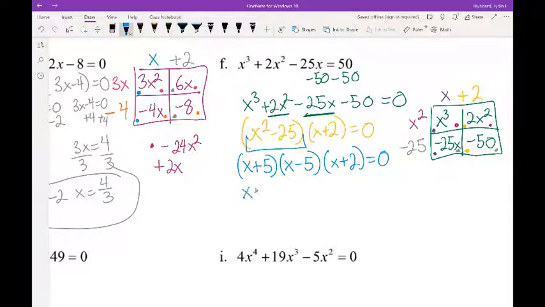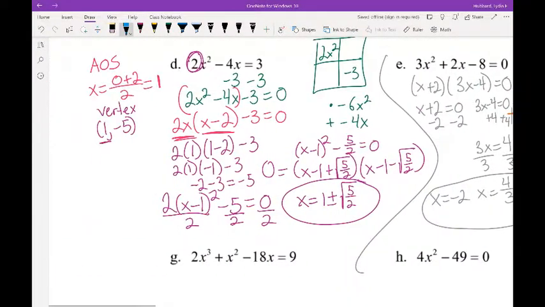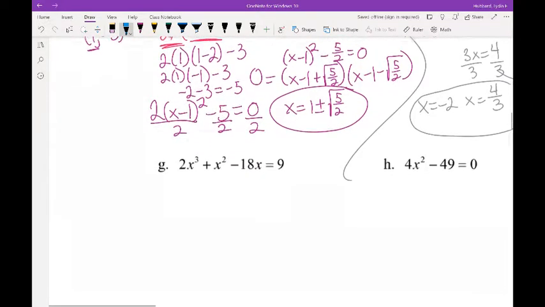And so with that being said, we can set each of these factors equal to 0. And we can solve each of them. So when we solve, we'll get that x equals negative 5, positive 5, and negative 2. Okay, moving on to G.